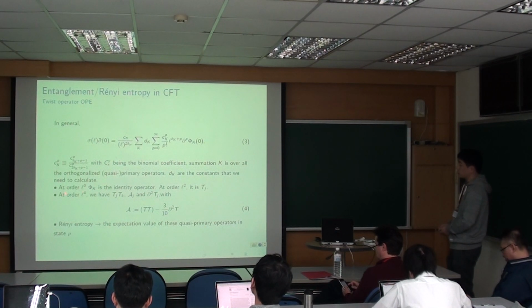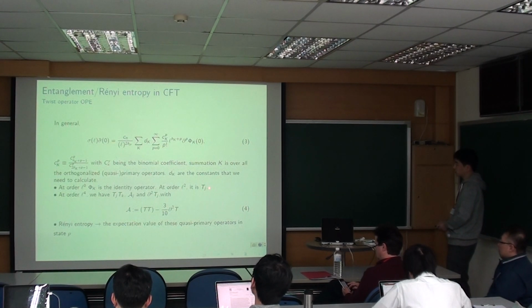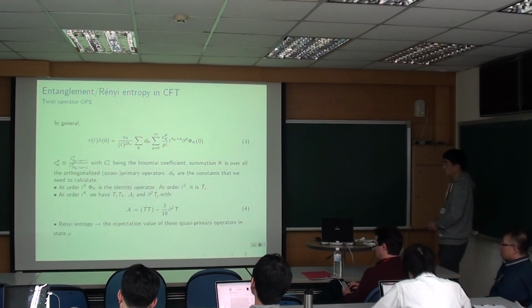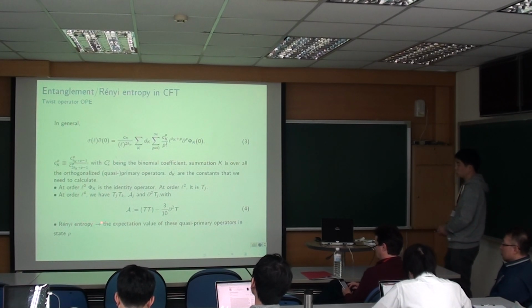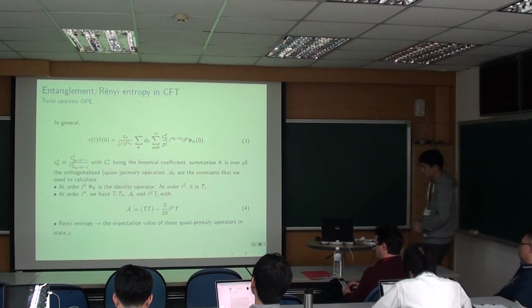I show some examples. For example, at order zero, this is equal to zero, we only have the identity operator, and at order two we have the stress tensor. This n is just the replica index. At order four we have a new operator defined by the normal ordering of T. So in summary, we want to calculate the Rényi entropy, and it is just a way to calculate the expectation value of the quasi-primary operators.